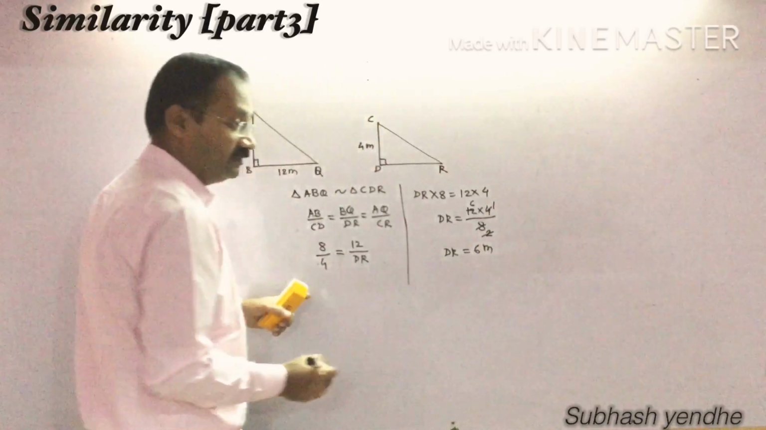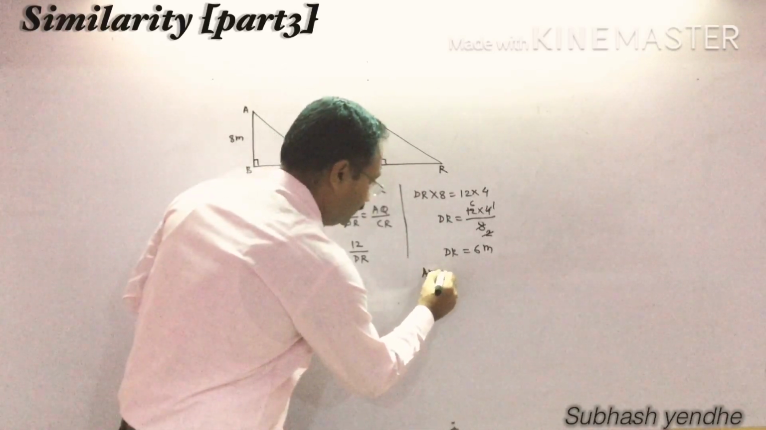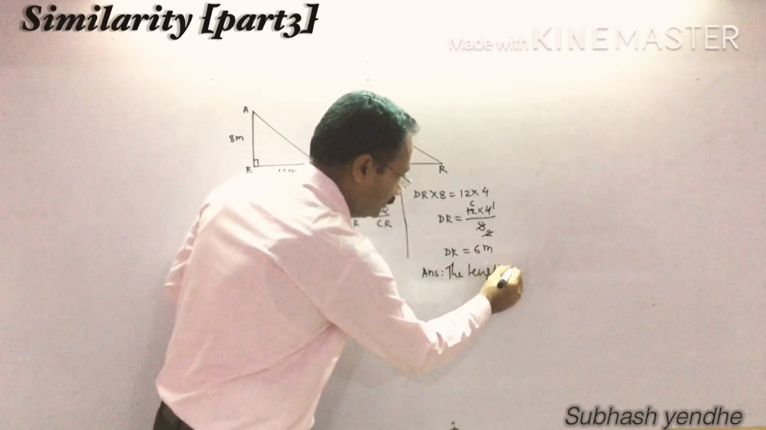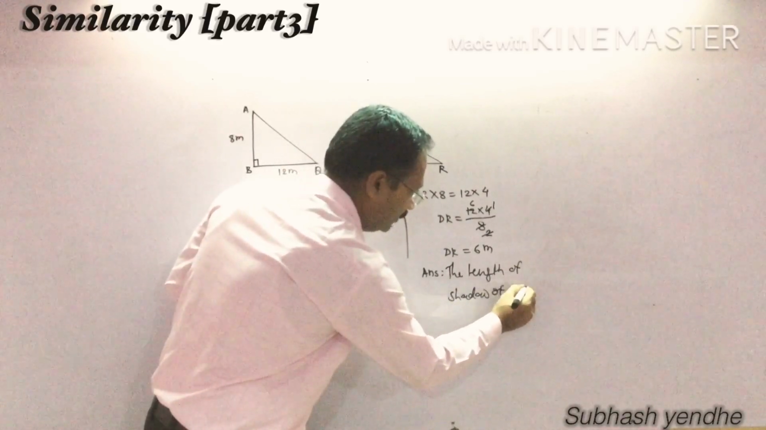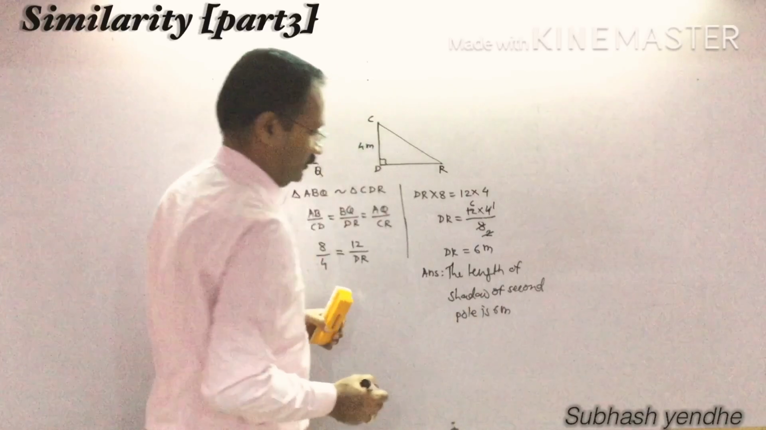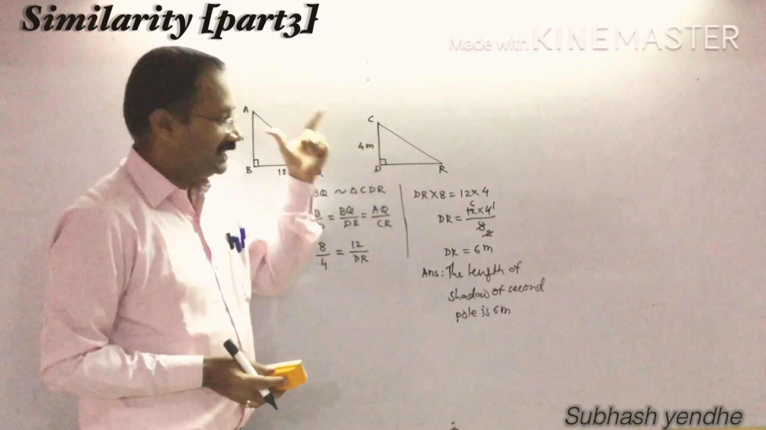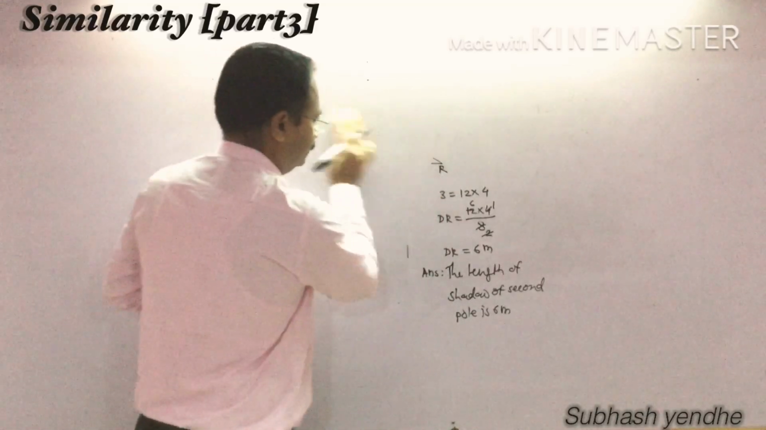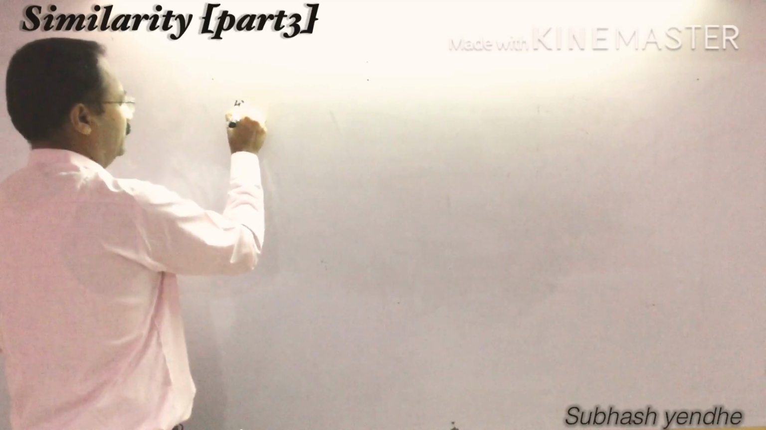6 meter. And always remember that you have to write your answer in full statement. Therefore, the length of shadow of second pole is 6 meter. So this is directly related to the triangles are similar. Now let's see another sum. See the sum number 4.